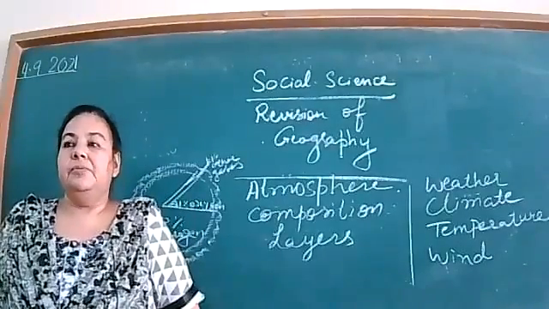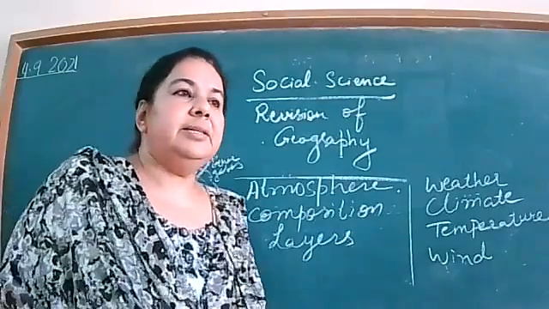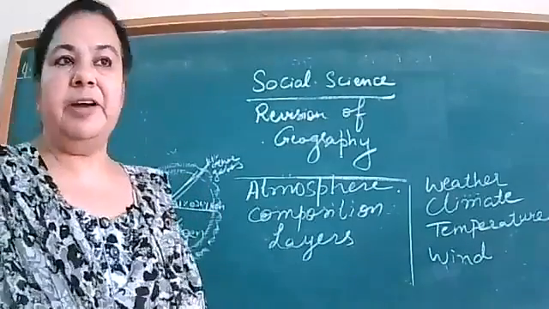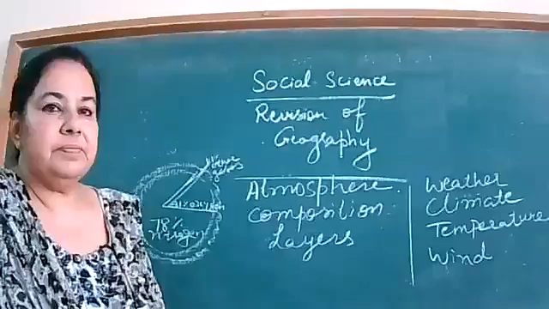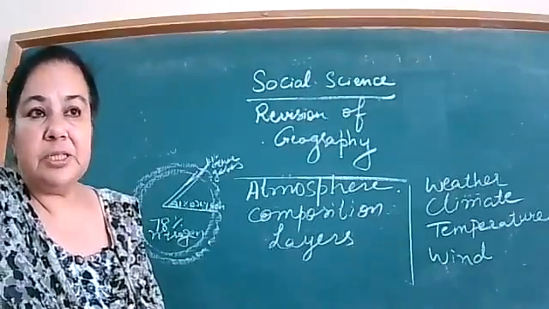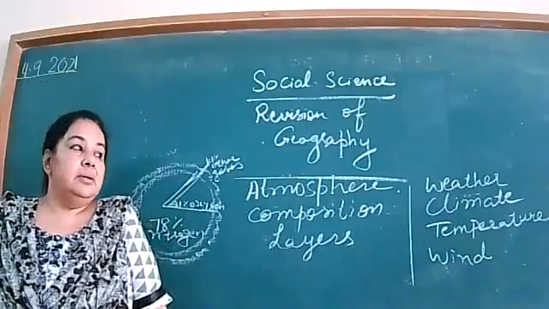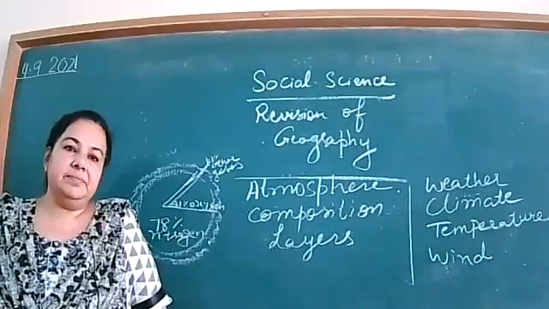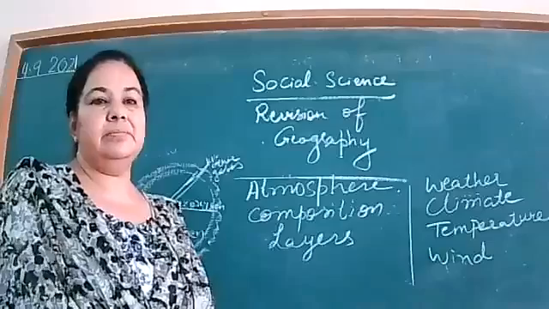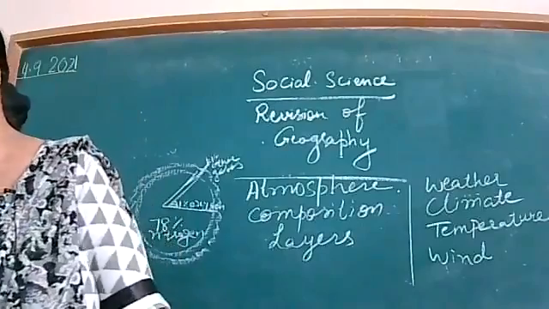Listen again, we live on troposphere. This layer is good for flying aeroplanes: stratosphere. Weather changes occur in troposphere. We live at troposphere. Next, ozone layer is found in this layer: stratosphere. Meteorites start burning in this layer: mesosphere. And satellites are found in this layer.